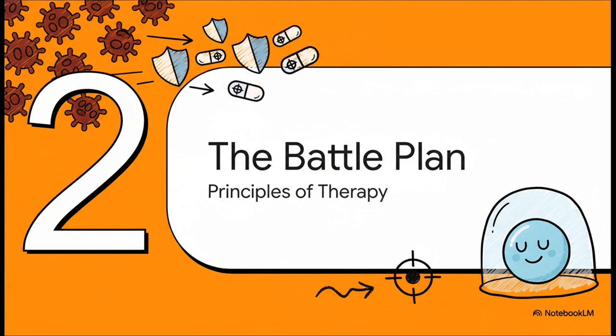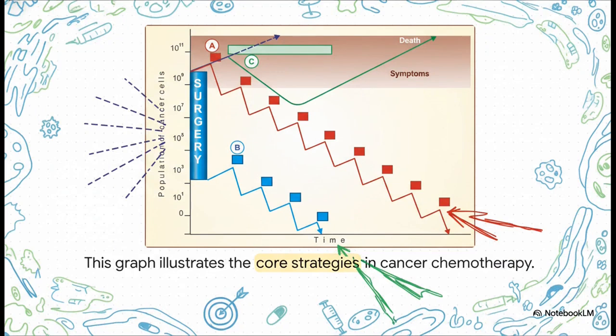So, if the goal is to kill every last cancer cell, what's the master plan? How do we design an attack that's deadly to the tumor, but spares the patient as much as possible? Let's break down the actual strategy. Now have a good look at this graph. This single picture, it basically lays out the entire playbook for modern chemotherapy.